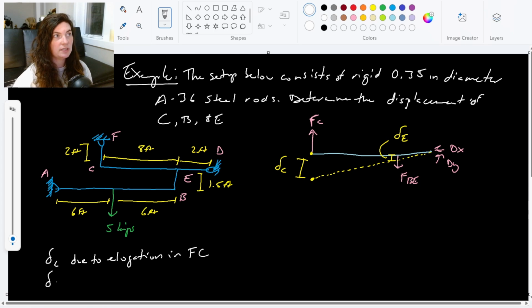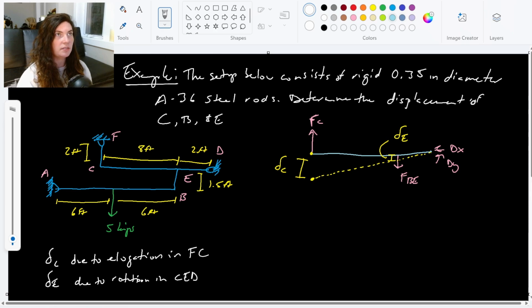So this displacement in E is actually due to rotation in CDE, not because anything is elongating. So there we'll probably use some ratio triangles once we have the displacement of C in order to find that displacement of E.